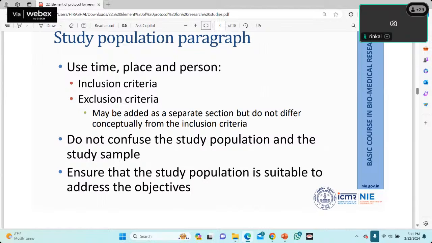अरे भाई inclusion ही pediatric को automatically excluded है, तो exclusion में वो ही आएगा कि if the person is having this characteristic, even if he is meeting inclusion criteria, you will not take him to the study. So these are the details you will include in the population paragraph.